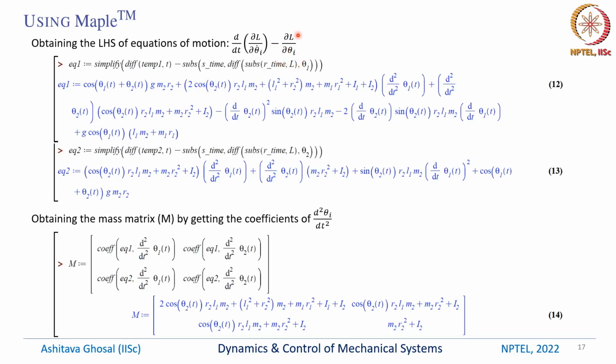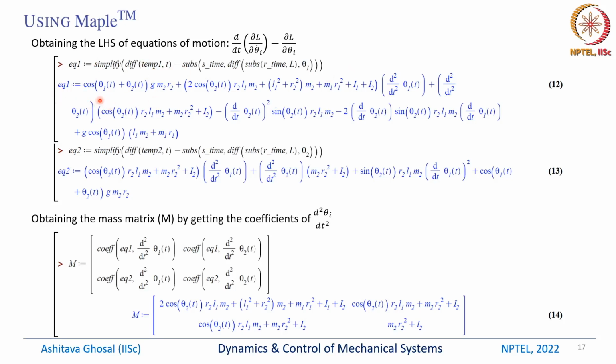So this is the partial of the Lagrangian with theta i. This is the partial of the Lagrangian with theta i dot, and then the time derivative of this. So what you can see is we are taking this r time, which was defined earlier, and L, and we are going to differentiate with respect to theta 1 here, because this is the first equation. Similarly, here we are going to differentiate temp1, which was there, with time. Okay, and then if you simplify this whole expression, you will get terms like this.